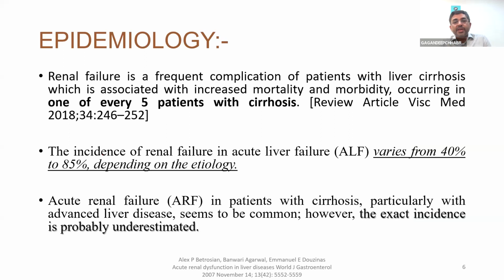Now, renal failure is a frequent complication of patients with liver cirrhosis, and it has a very high mortality and morbidity, occurring in around 1 of every 5 patients with cirrhosis. The incidence of renal failure in acute liver failure varies from 40% to 85% depending upon the etiology. So it's both the acute liver failure as well as the chronic liver disease which gets the kidney involved. Acute renal failure in patients with cirrhosis, particularly with advanced liver disease, seems to be common. However, the exact incidence is probably underestimated.